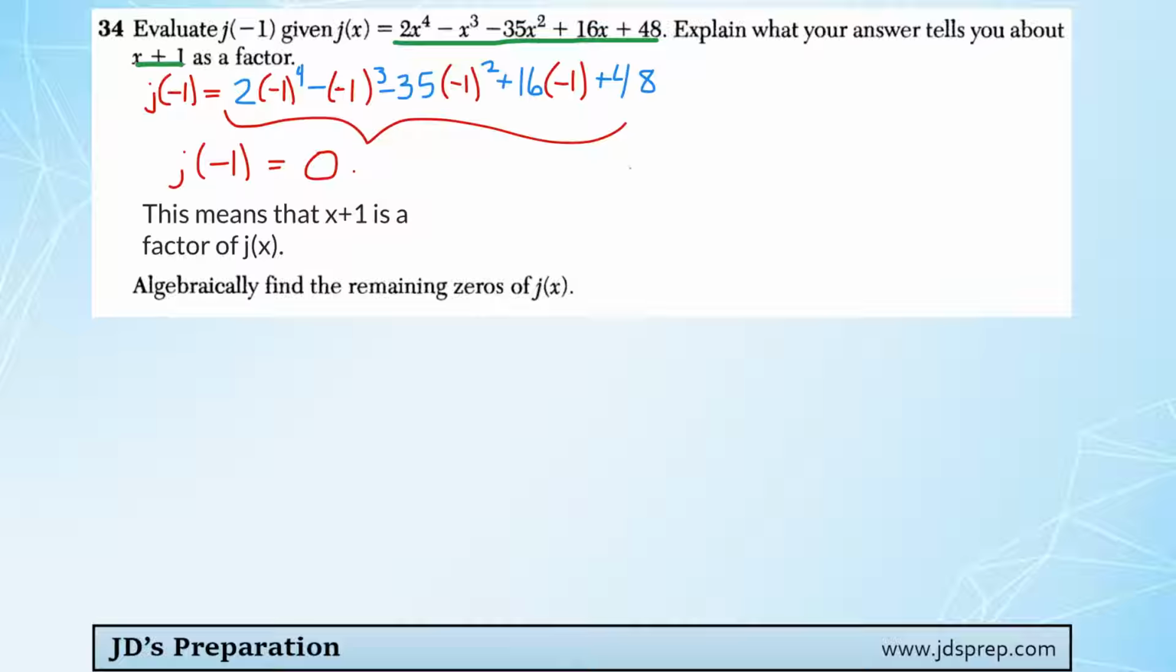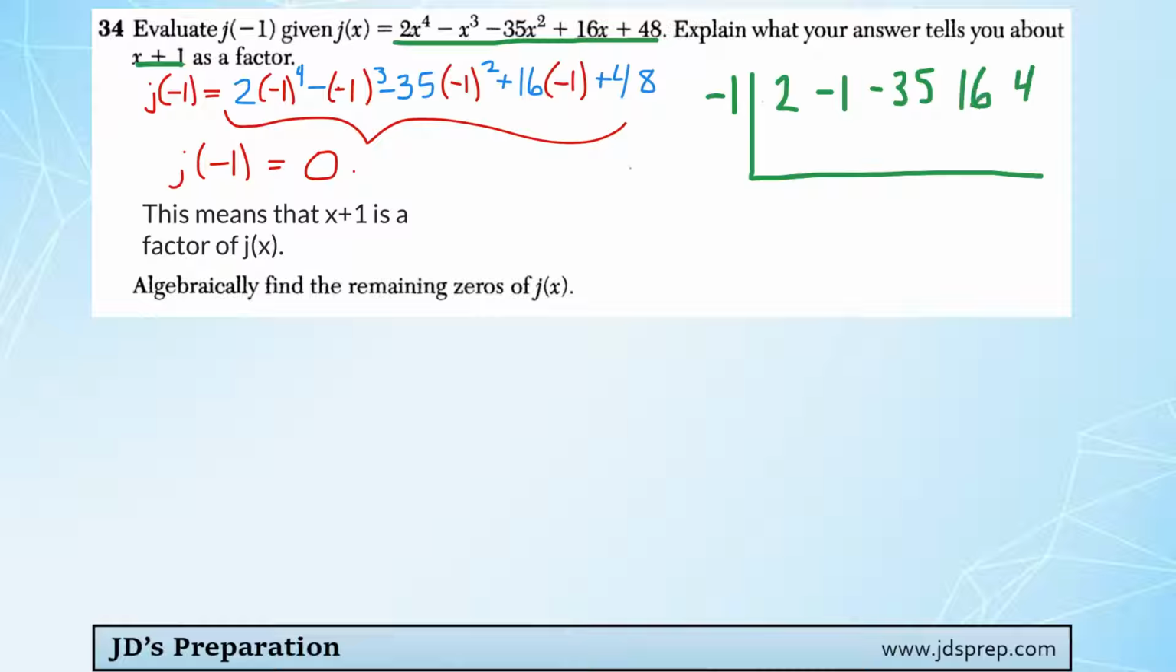And we can do that fairly quickly using the synthetic division method. So we're going to set this up. Since we're dividing by x plus 1, we're going to write negative 1 on the side here. And then our coefficients are 2, negative 1, negative 35, 16, and 48.